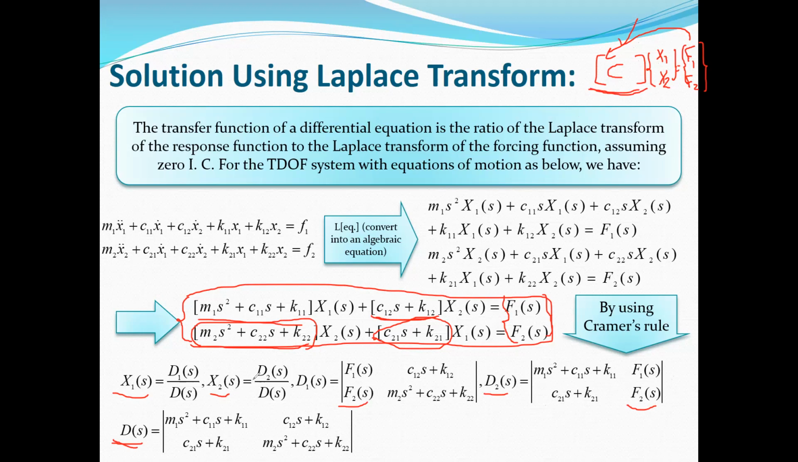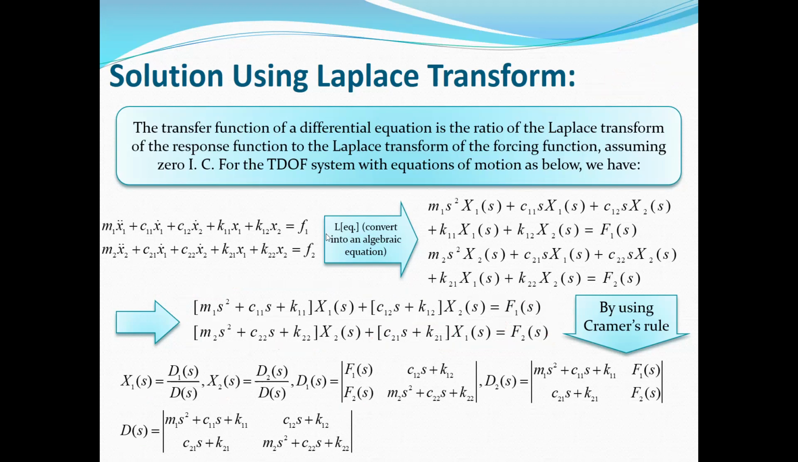This is Cramer's rule, or you can use the traditional method as I explained. You can solve the first equation and obtain the relation between X1 and X2, and then you can substitute and find X1 or X2 and then find the other one. So you deal with a system of two algebraic equations. We convert ordinary differential equations into a system of algebraic equations, and you can solve these algebraic equations using any method that you prefer. It's up to you.